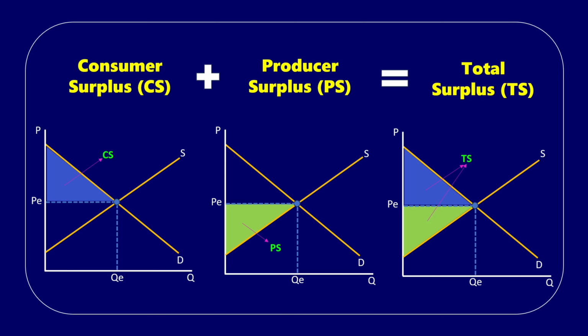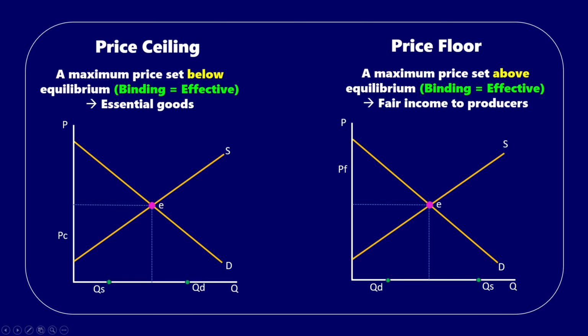And this idea of surplus is exactly what we'll use next to understand how government policies like price ceilings, price floors, taxes, and tariffs affect markets and sometimes reduce that total surplus through deadweight loss. Now let's move on to price ceilings and price floors. A price ceiling is the government saying you're not allowed to charge more than this. It's set below the equilibrium, so it actually matters.